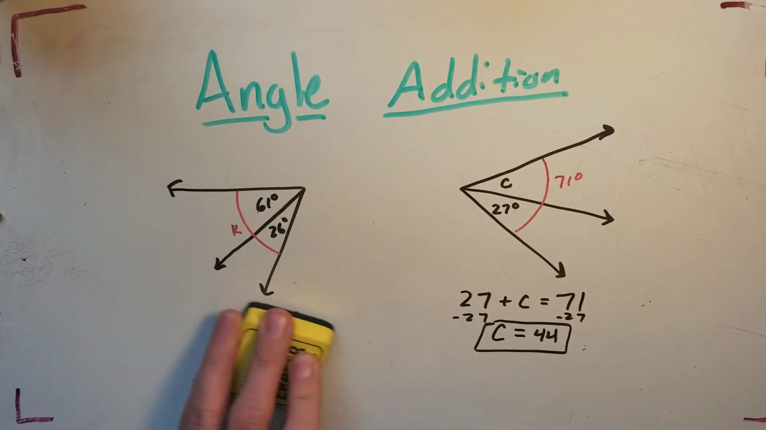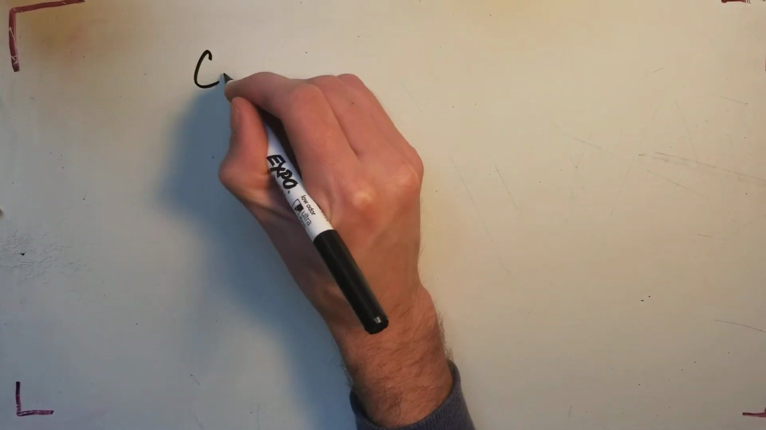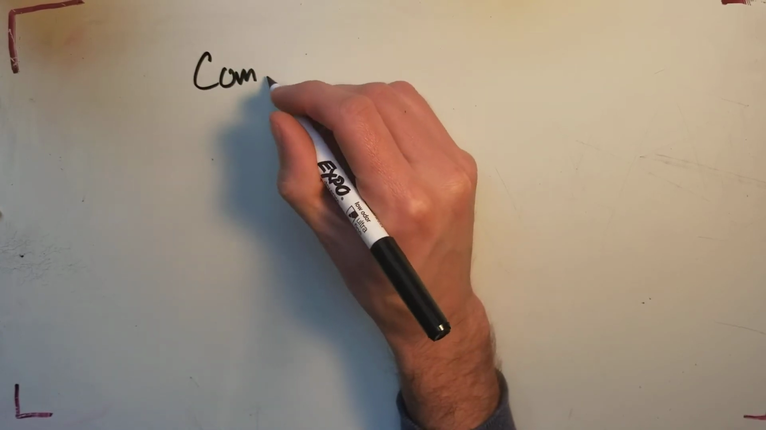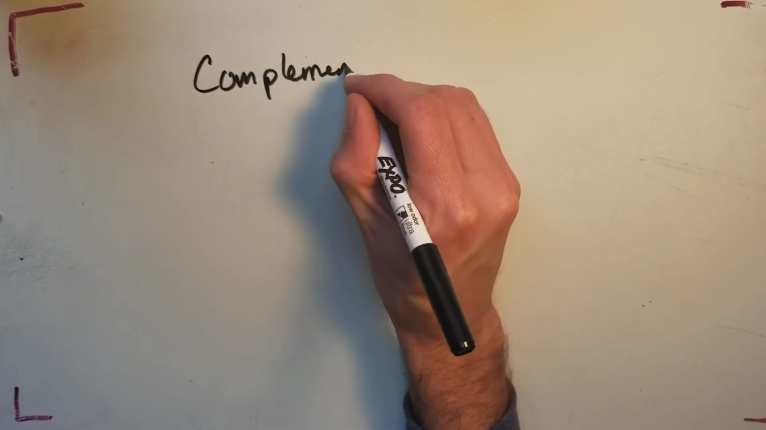All right, on to two more new definitions for us. These are special relationship pairs. So on to slide 4. The first thing we're going to talk about is complementary angles. Go ahead and write it down here. Complementary angles.